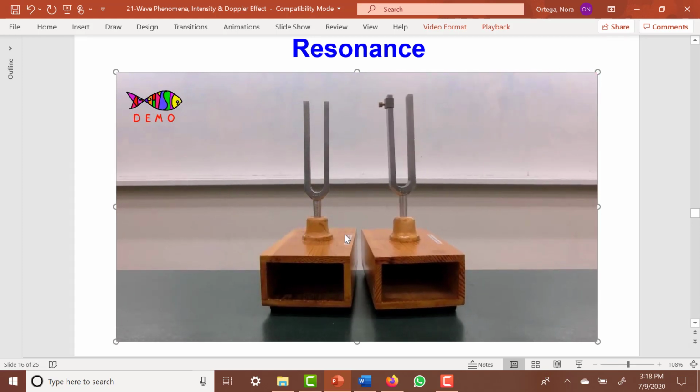In this case, they modify the natural frequency of one of the strokes, and this is why now the second one doesn't vibrate.